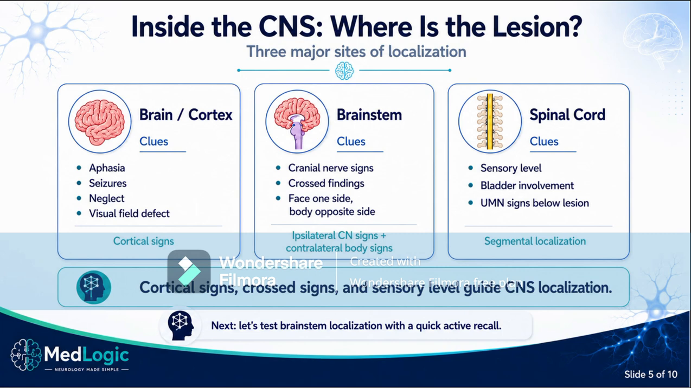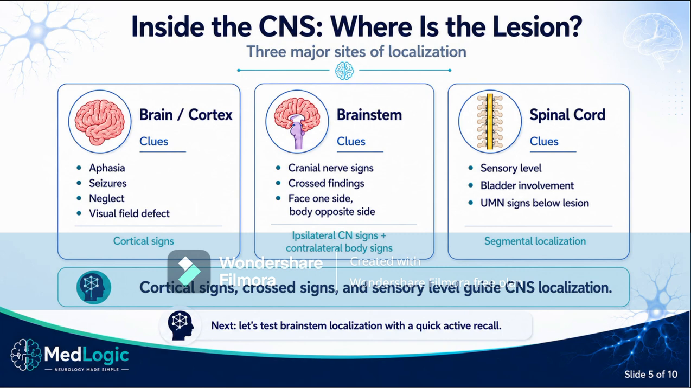For the brainstem, look for cranial nerve signs with crossed body findings. In exam terms, this means an ipsilateral cranial nerve palsy with contralateral weakness or sensory loss. In simple words, the face or eye sign may be on one side, while the body weakness or sensory loss is on the opposite side. For the spinal cord, look for a sensory level, bladder involvement, and upper motor neuron signs below the lesion. So the shortcut is simple. Cortical signs point to the brain, crossed signs point to the brainstem, and sensory level points to the spinal cord.